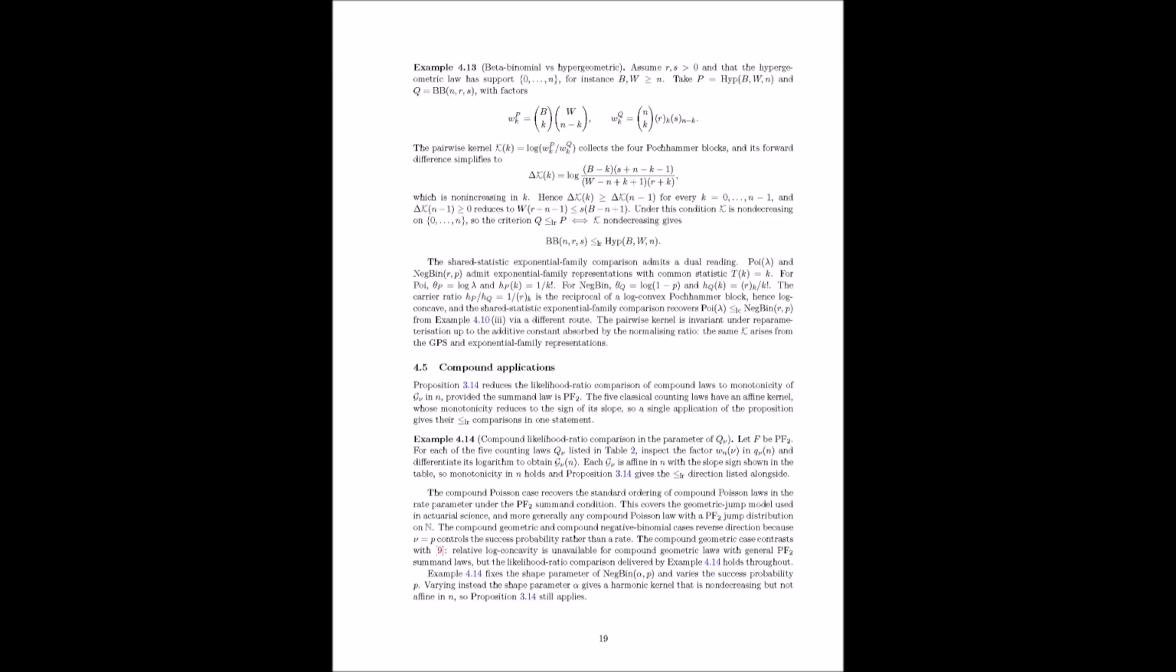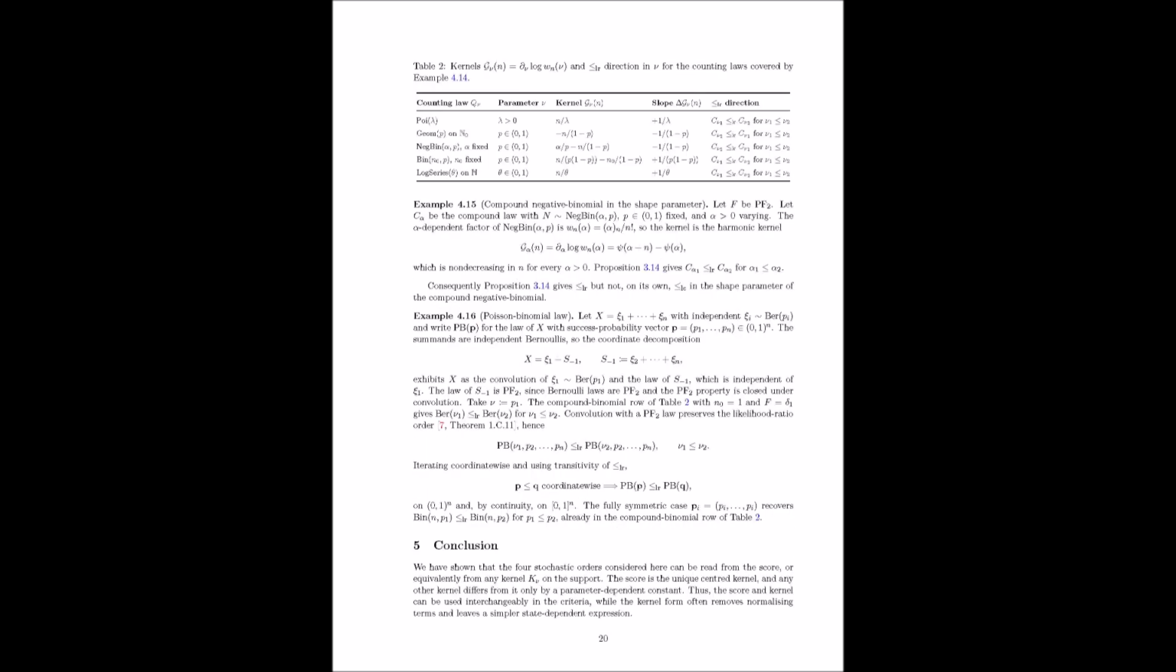Beautiful. That covers section 4.3. Have we missed any nuances? I think we've thoroughly unpacked it. So let's proceed to sections 4.4 and 4.5. Pairwise kernels and compound applications. Let's start with pairwise. How do you compare two completely different distributions?